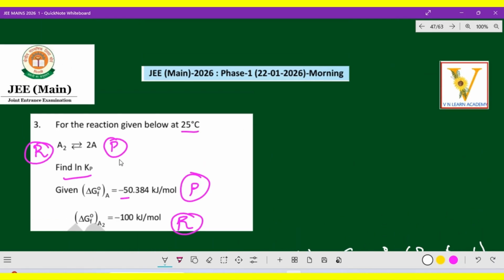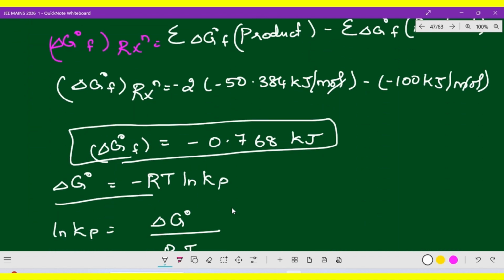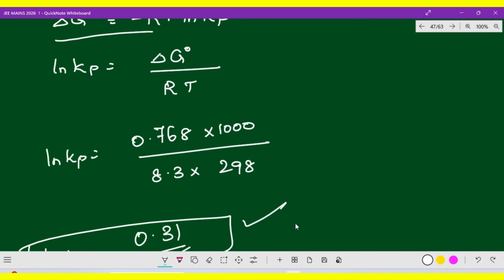It's very simple. You just understand the concept and apply it accordingly. That's all. So what is the correct option? The correct option is 0.131. It is a value. I hope you got the clarity of this question.